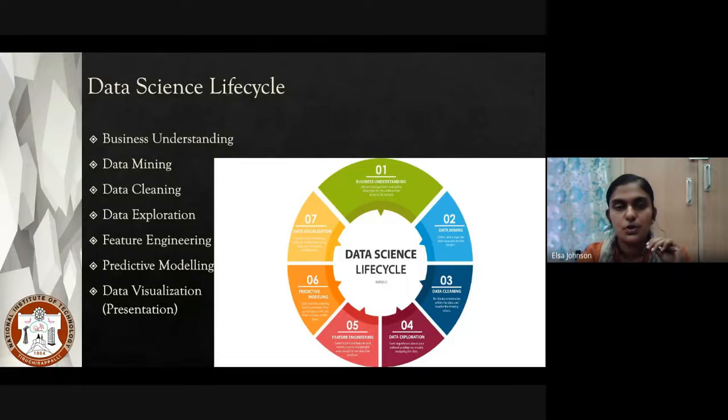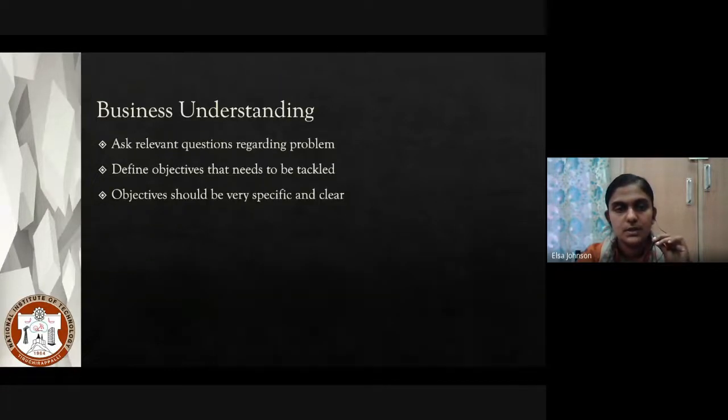So each of these things can be looked at separately. So first is business understanding. Then the objectives should be specific and clear at the first level, the first time itself. That means when you're getting a problem, you should understand the problem the first time. Then only you can draw out specifics from the data that you will be collecting.